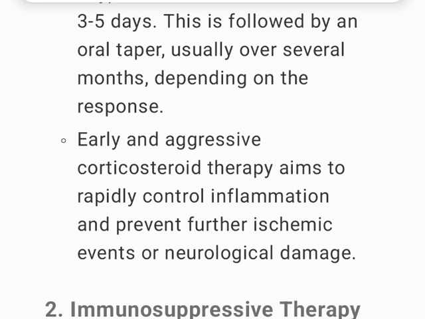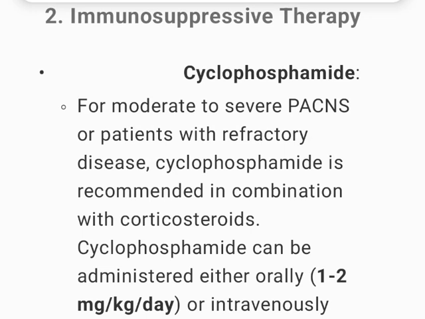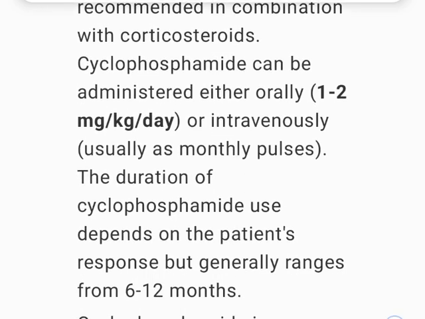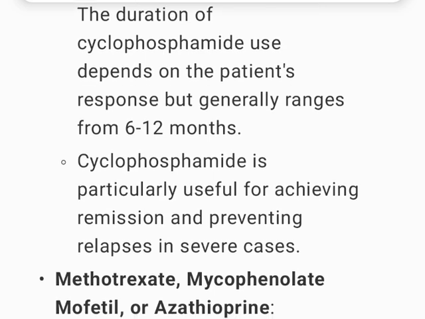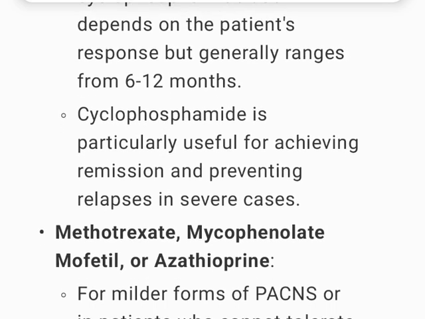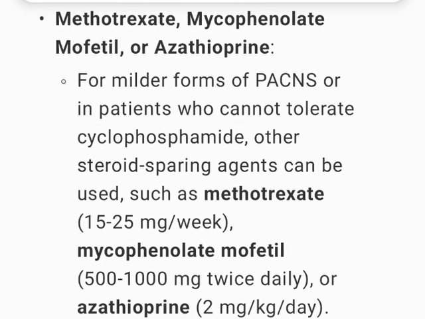2. Immunosuppressive therapy. Cyclophosphamide for moderate to severe PACNS or patients with refractory disease. Cyclophosphamide is recommended in combination with corticosteroids. Cyclophosphamide can be administered either orally, 1 to 2 mg per day, or intravenously, usually as monthly pulses. The duration of cyclophosphamide use depends on the patient's response, but generally ranges from 6 to 12 months. Cyclophosphamide is particularly useful for achieving remission and preventing relapses in severe cases.